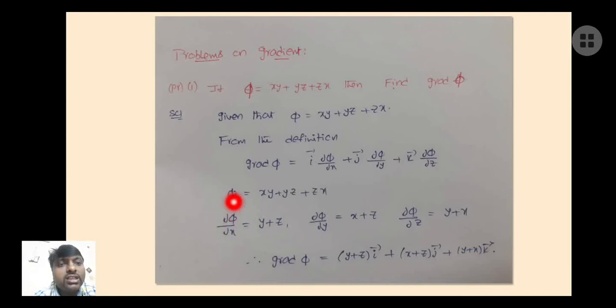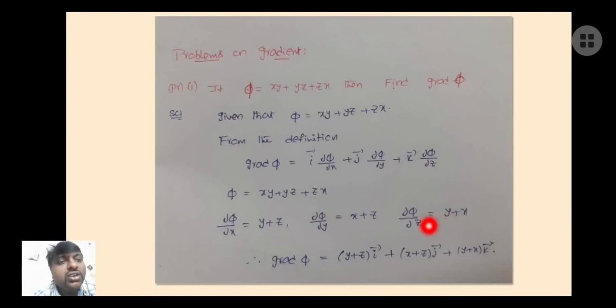So I am taking the scalar point function phi equal to xy plus yz plus zx and calculating the partial derivative of phi with respect to x, that is dou phi by dou x. When I calculate the partial derivative with respect to x, treat y and z as constant. The resultant is y plus z. Now the partial derivative of phi with respect to y: treat x and z as constant, the resultant is x plus z. The partial derivative of phi with respect to z: x and y are constant, the resultant is y plus x.